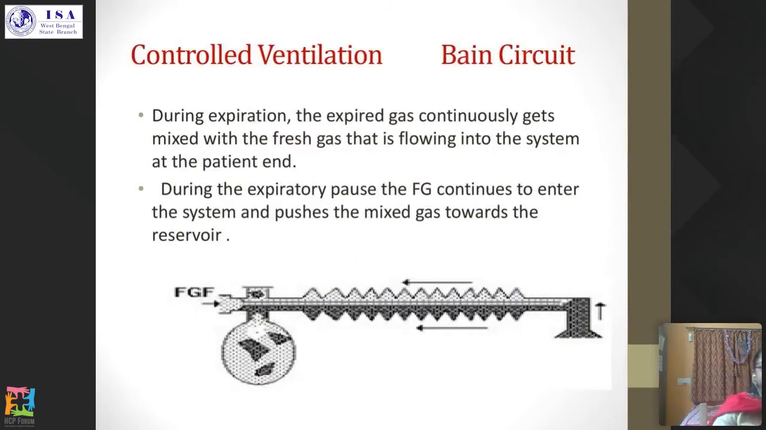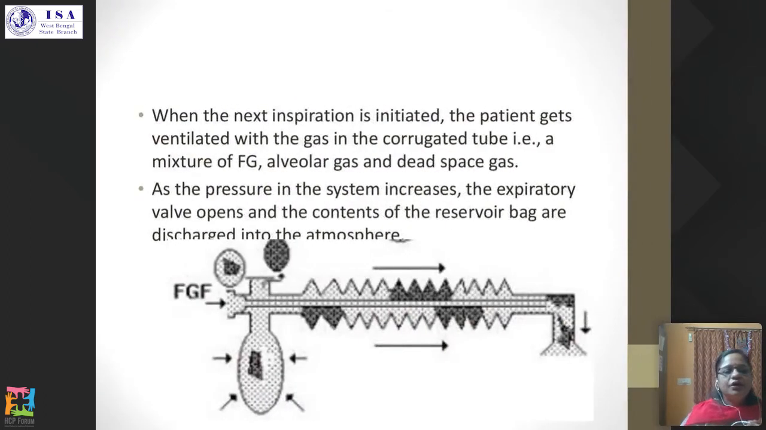Now, in the Bain circuit, during expiration, the expired gas continuously gets mixed with the fresh gas that is flowing into the system at the patient end. During the expiratory pause, the fresh gas continues to enter the system and pushes the mixed gas towards the reservoir. Now, when the next inspiration is initiated, the patient gets ventilated with the gas in the corrugated tube, that is a mixture of fresh gas, alveolar gas, and the dead space gas. As the pressure in the system increases, the expiratory valve opens, the contents of the reservoir bag are discharged and some part of the expired gas goes to the atmosphere.